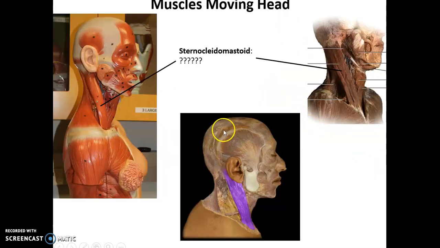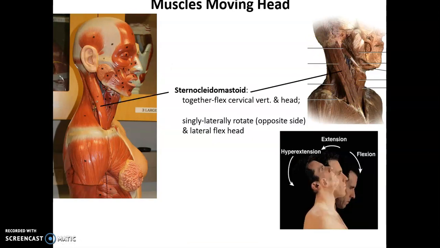Moving the head. All right, here we have the sternocleidomastoid muscle. It is a broad strip of a muscle going from the sternum and clavicle bones and inserting into the mastoid process of the temporal bone. Very, very nice muscle. We have it on right and left sides of the neck. As such, when both muscles contract together, they help to flex the cervical vertebrae and the head, aka helping us to look down or nod down.